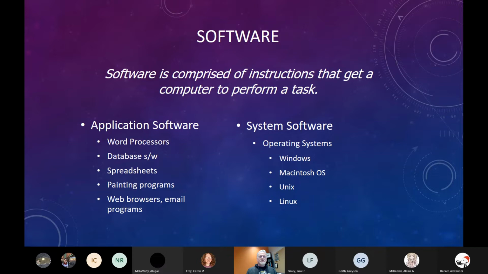System software is a little bit different. System software works with the basics of your hardware. It allows you to run application software on it. Examples of system software are operating systems like Windows, the Macintosh OS, Unix, and depending on how you want to say it, Linux or Linux, right? All these are operating systems.